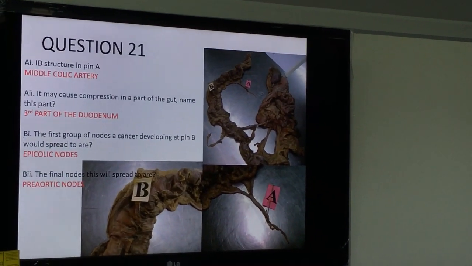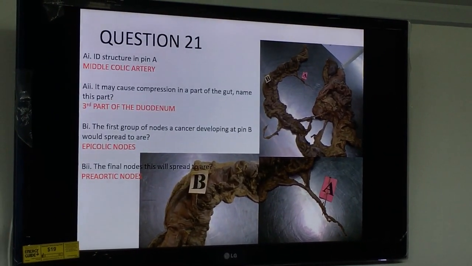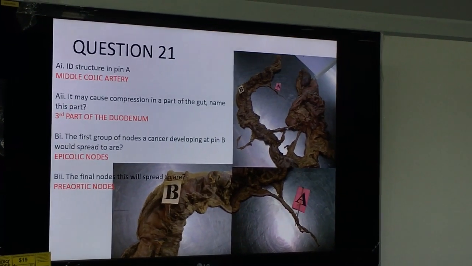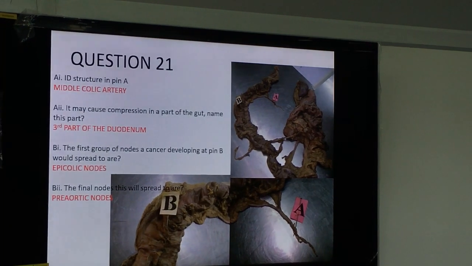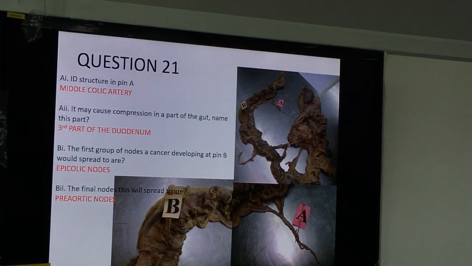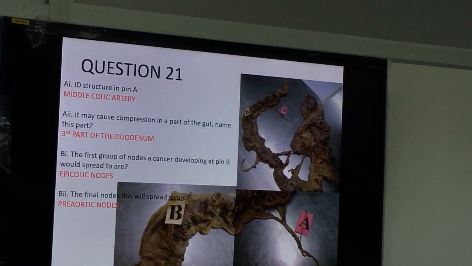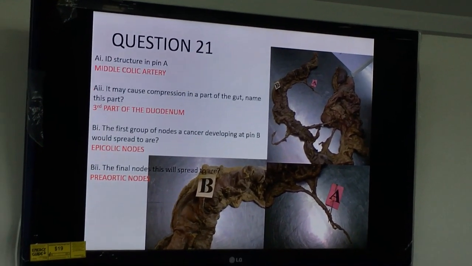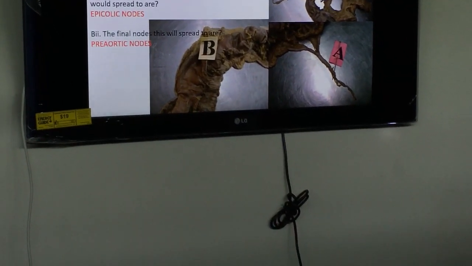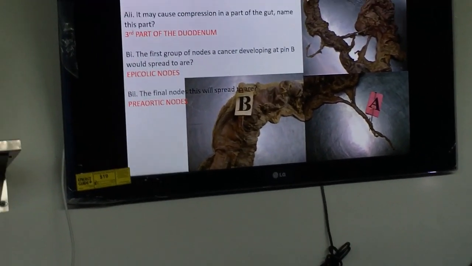All right, let's go. Identify structure A now. This is A. Again, open your atlas and look at the blood supply. I think Netter has a beautiful picture. I don't see it in most of the other atlases, but Netter has a good picture of the blood supply. So the middle colic.